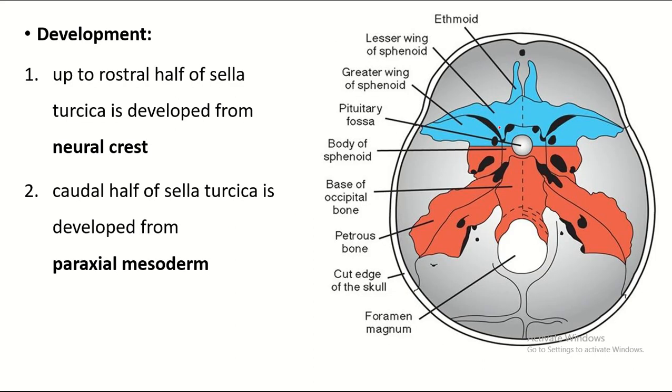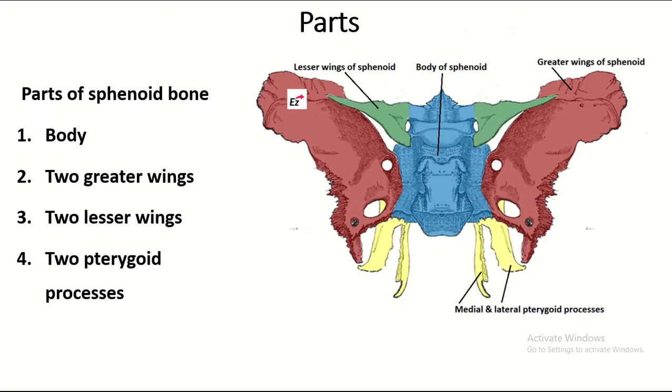The development. This is the sella turcica, a depressed area present within the body of the sphenoid. These are the rostral half. This is the caudal half. The rostral half of the sella turcica is developed from neural crest, and the caudal half of the sella turcica is developed from paraxial mesoderm. So the sphenoid bone is developed from two sources, the neural crest and paraxial mesoderm.